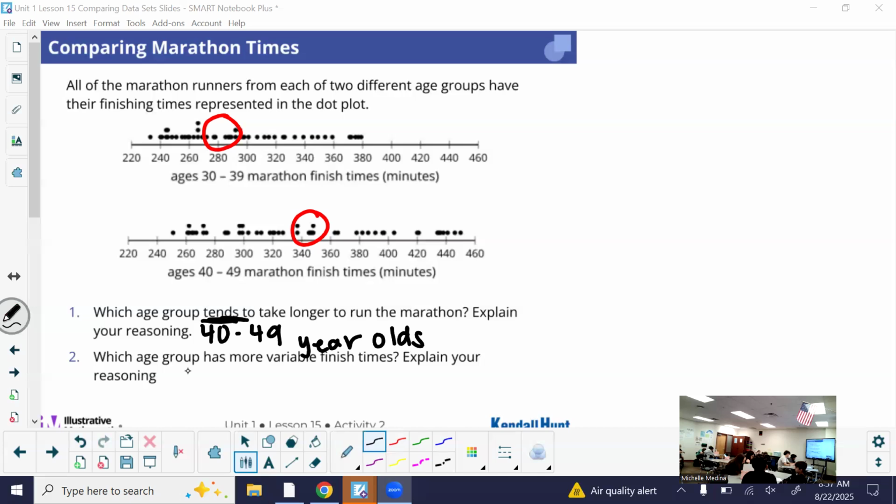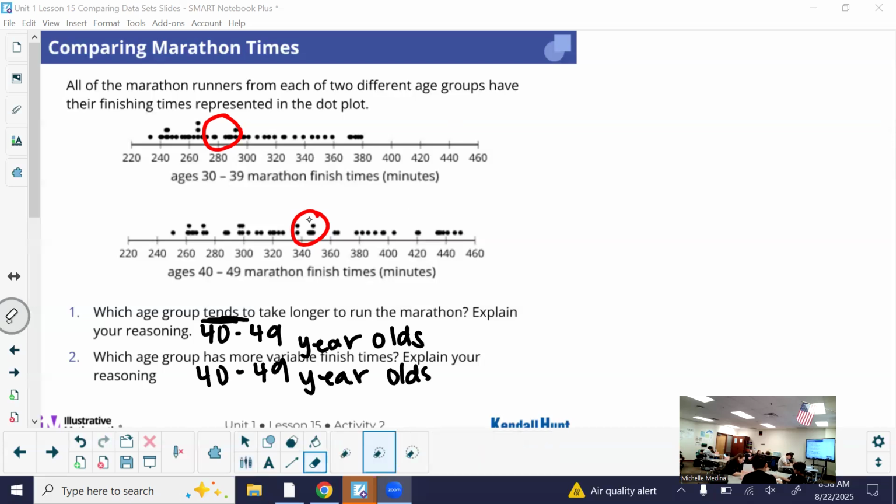All right, close your eyes. Put your hand up if you think the 30 to 39-year-olds had more variable finishing times. Put your hand up if you think the 40 to 49-year-olds had more variable finishing times. All right, you can put your hands down and open your eyes. The 40 to 49-year-olds had more variable finishing times.